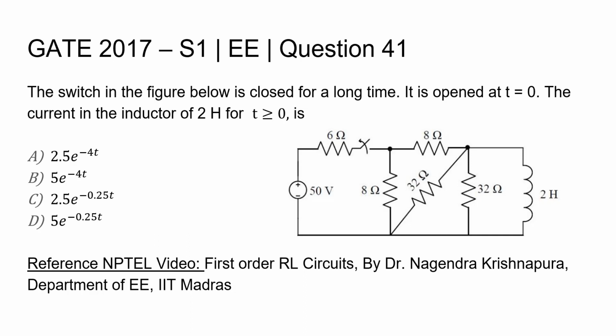Question 41, Electrical Engineering, GATE 2017 Set 1. The switch in the figure below is closed for a long time. It is opened at t equal to 0. The current in the inductor of 2 Henry for t greater than 0 is dash. 4 options are given to us.